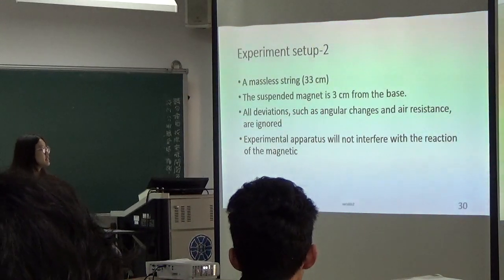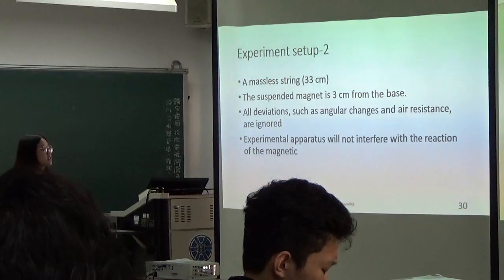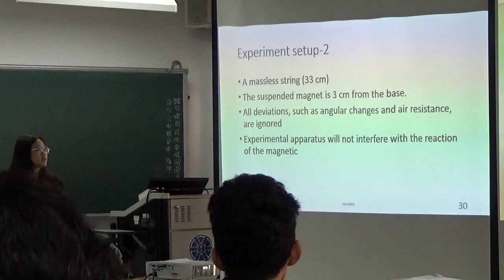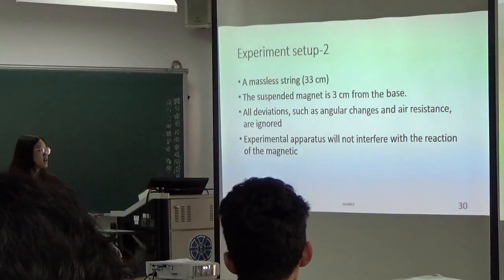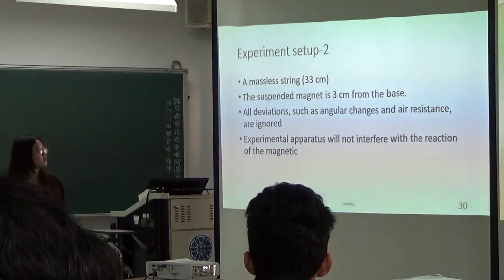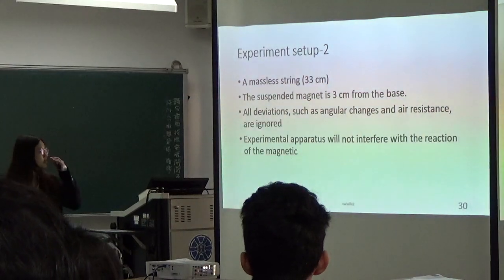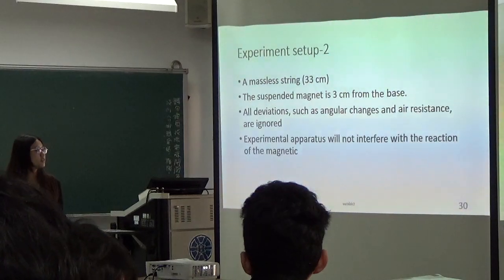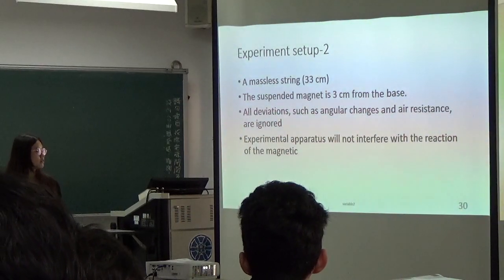The magnet string is about 33 centimeters, and the suspended magnet is 3 centimeters from the base. All deviations are ignored because they are so small. We don't consider that. The experimental apparatus will not interfere with the attraction of the magnets.